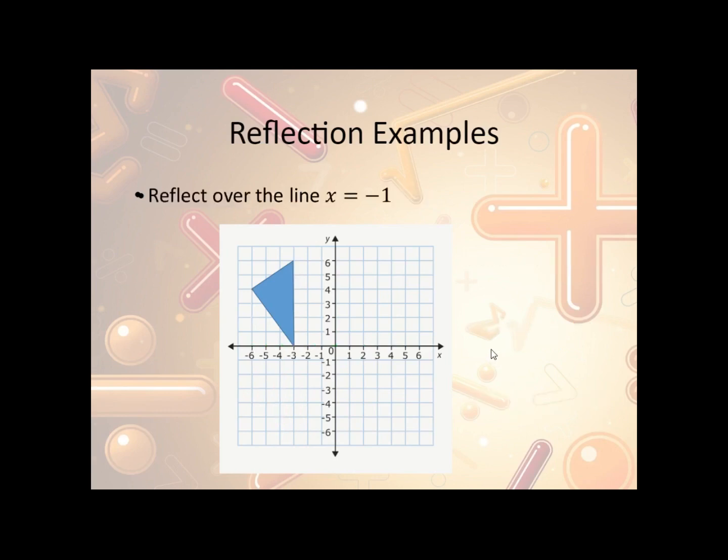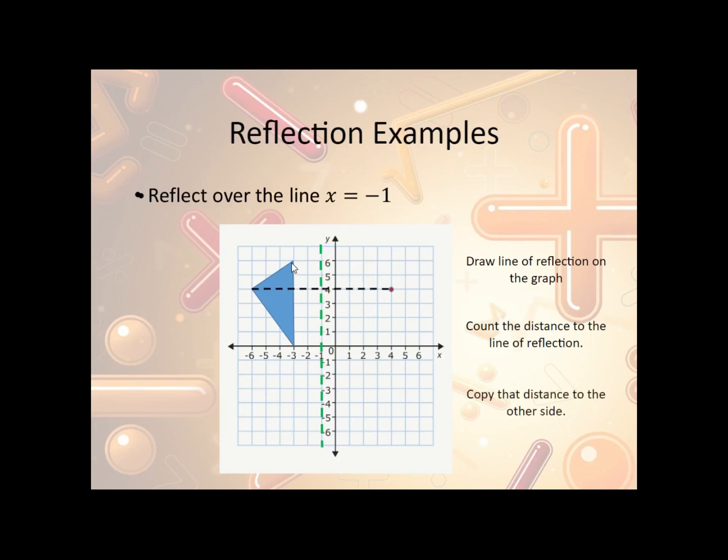Now what if we reflect over the line x equals -1? So again, draw in your line of reflection. So x equals -1. When x is -1, it's right here. So it's a vertical line right there. Same thing. Copy the distance. So 1, 2, 3, 4, 5 away here. So we go 5 on the other side, which is 1, 2, 3, 4, 5 right there.